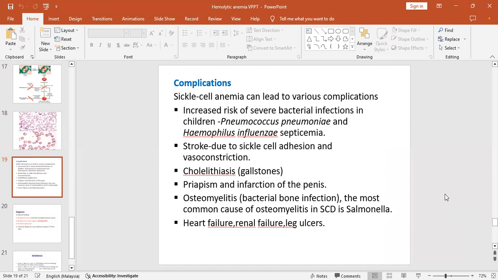A case of sickle cell anemia can lead to various complications, which include increased risk of severe bacterial infections with pneumococcus and H. influenzae. Patients can go in for stroke. There can be gallstone formation. Priapism and infarction of the testis are other complications which can occur in a case of sickle cell anemia.